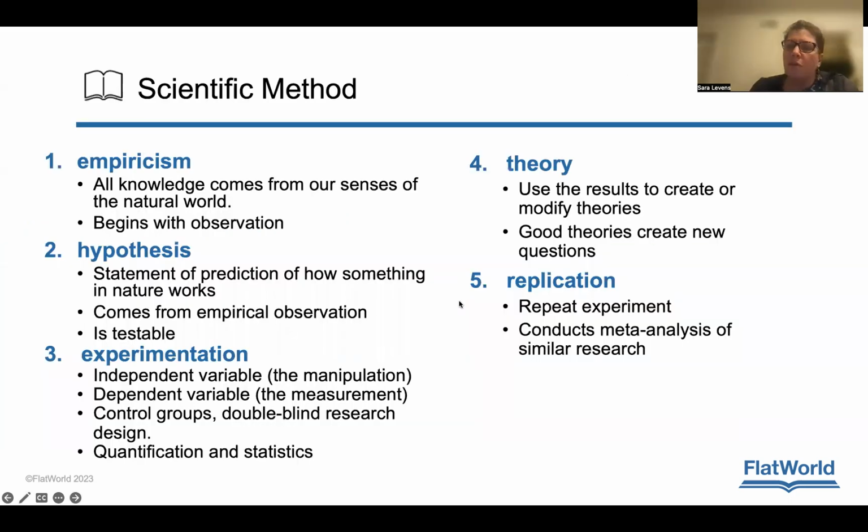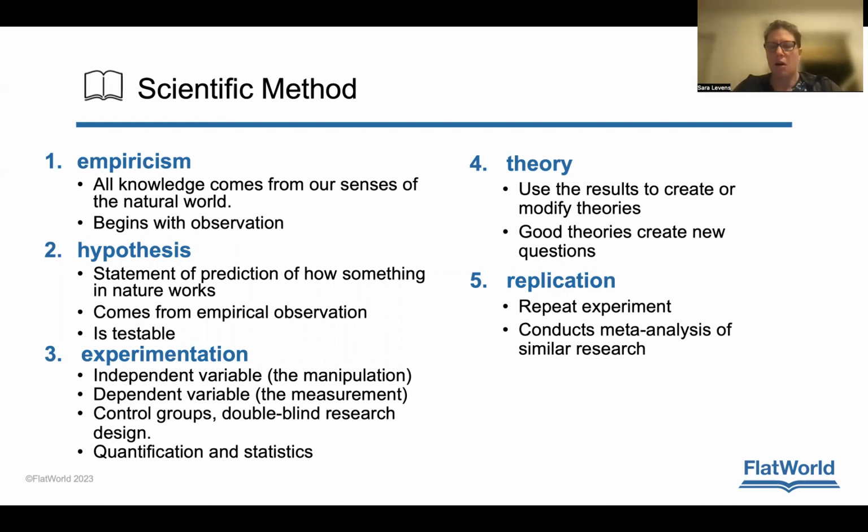Okay, so beginning this chapter, it basically began with a review of some of the basic elements of the scientific method. We're beginning with empiricism, and this is the idea that all knowledge comes from our senses of the natural world. And this begins with observation.